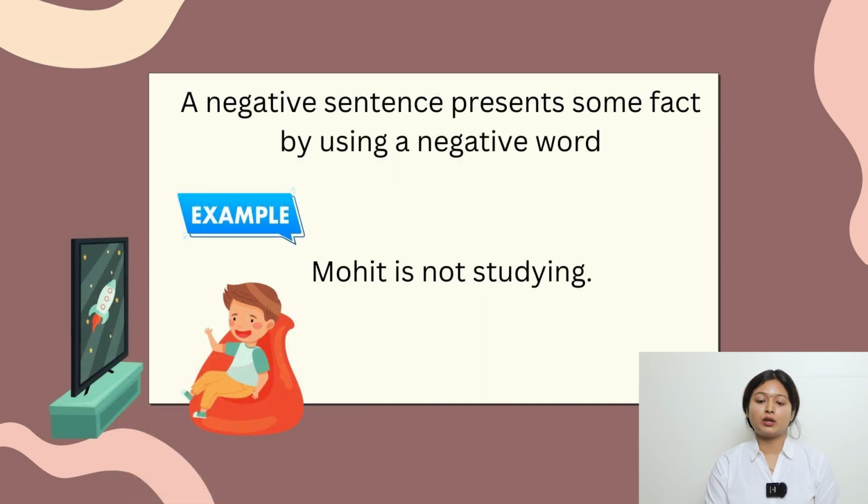Now let's move forward. A negative sentence presents some fact by using a negative word like not. So for example, Mohit is not studying. So you can see we have used the word not.